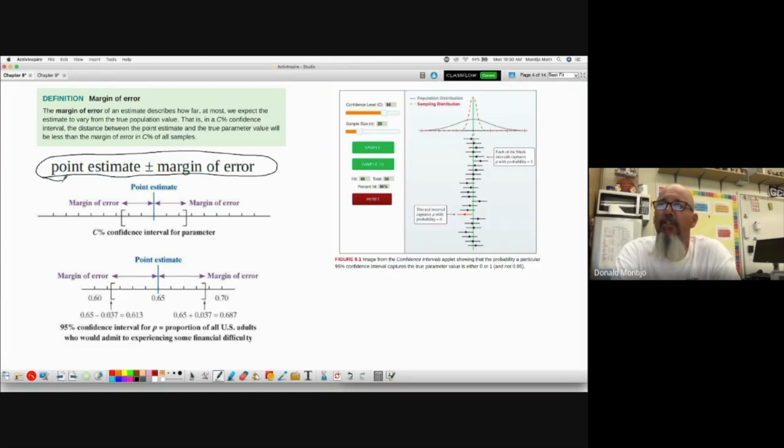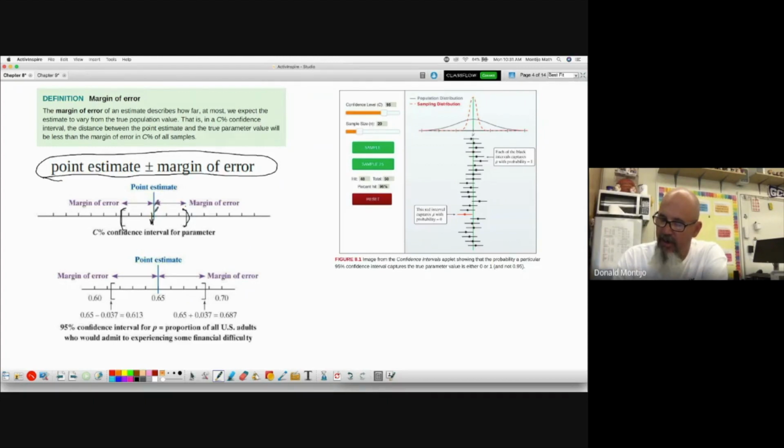The margin of error describes how far at most we expect the estimate to vary. How far away are we from the true answer? We expect our estimate to be, and the last one was like 15.5 to 18.2. Well, that's pretty big. You know, that's over a 2.5 hour margin of error, or I'm sorry, about a 1.5 hour margin of error, because the margin of error is plus and minus. It's on both sides of the estimate. So if you look at the examples we have here, you can see that my confidence interval goes from here to here.